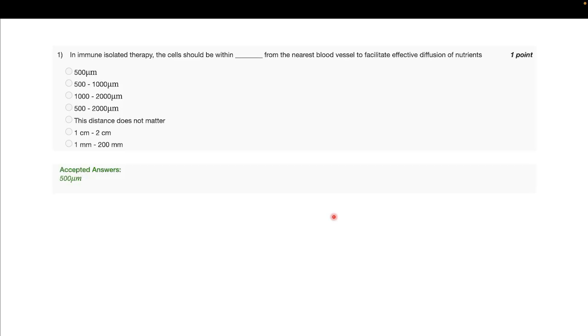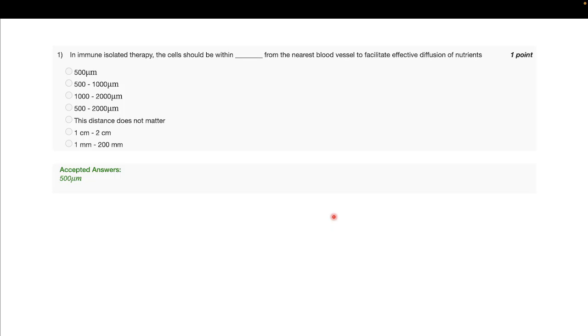The correct answer is 500 micron. So we were just discussing immune isolated therapy, right? So what do we do in this? We take the cells that are going to produce your particular protein and we encapsulate them into a polymer membrane. Now this implant we cannot put just anywhere inside the body, because this implant doesn't have its own blood vessels. So it has to be near the blood vessels that are already present in the body so that it can get the nutrients, because your nutrients and your oxygen are all going to be transferred from the blood vessel to the implant, because the cells are living inside that implant.